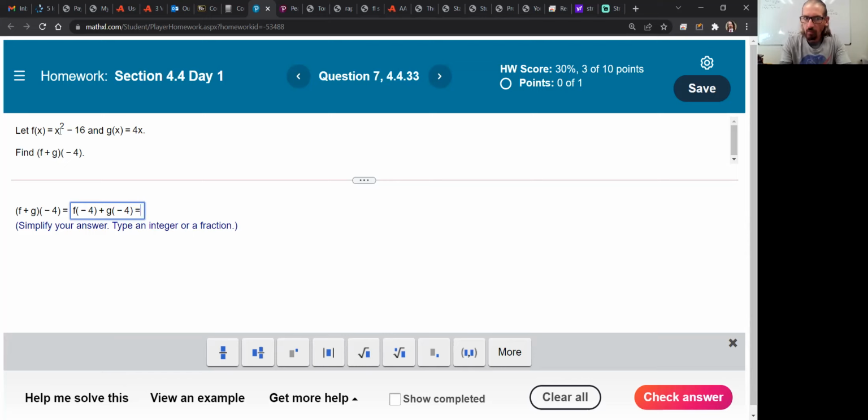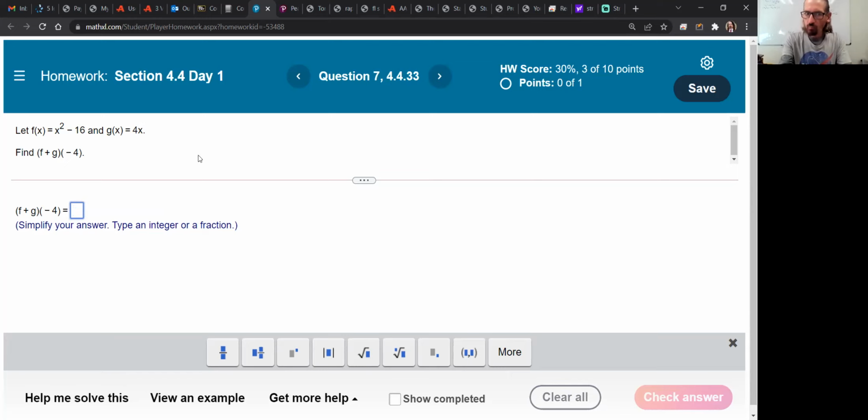So -4 squared is +16, and 16 minus 16 is 0. Whereas putting in -4 for x in g of x, 4 times -4 will give us a -16. So I should be getting an answer of -16. Now here's another way we could come up with that. This is particularly important if you would be working with the sum of these two functions over and over.